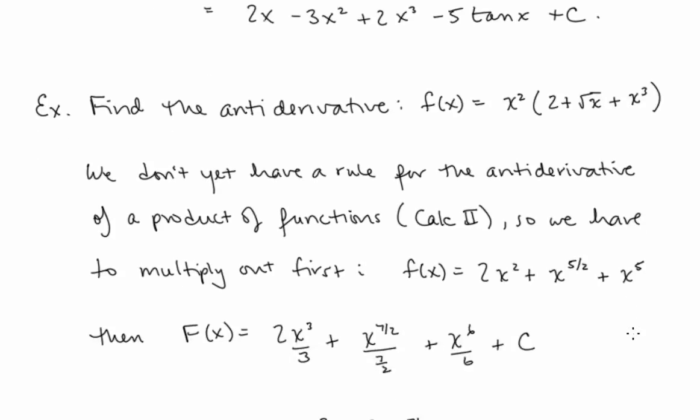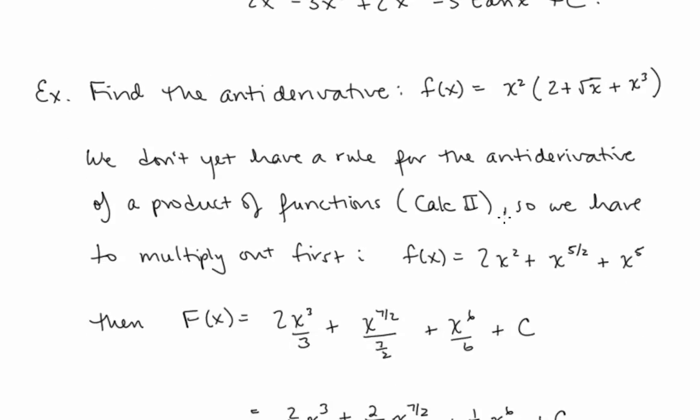So let's multiply out first. That's going to be 2x squared plus x to the 5 halves. Remember that we're adding exponents here, so we have 2 plus a half, that's 5 halves. And then plus x to the 5th. And so now that we've rewritten f of x, we can take its antiderivative.